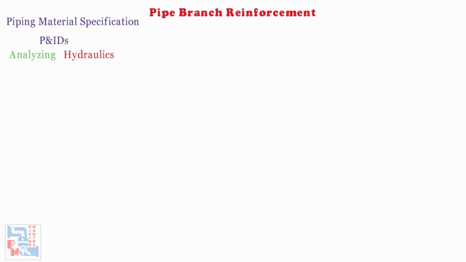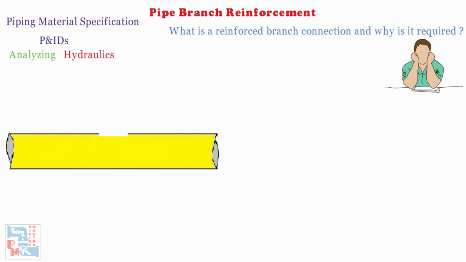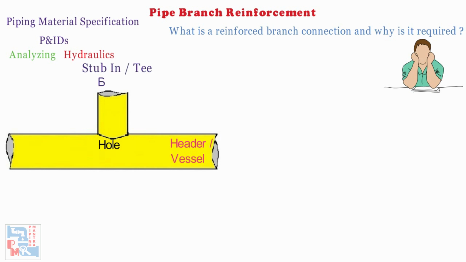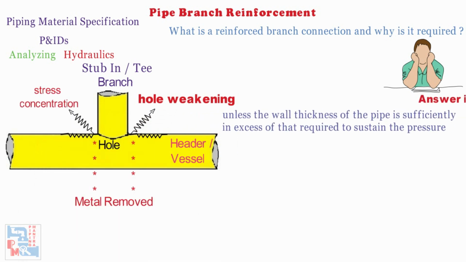Now, as soon as we read the title of the video, the most basic question that arises is: what is a reinforced branch connection and why is it required? When we have to cut a hole in any straight run, that is, a bigger size header or pressure vessel, and weld a suitable pipe piece to serve the purpose of either a stub-in, tee, branch connection or pipe nozzle, we effectively ensure a hole weakening on the vessel or piping system due to the metal removed and stress concentration created, unless the wall thickness of the pipe is sufficiently in excess of that required to sustain the pressure.